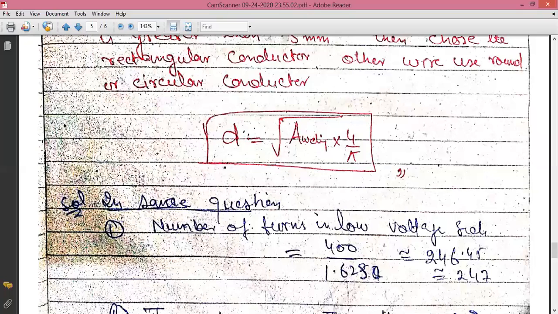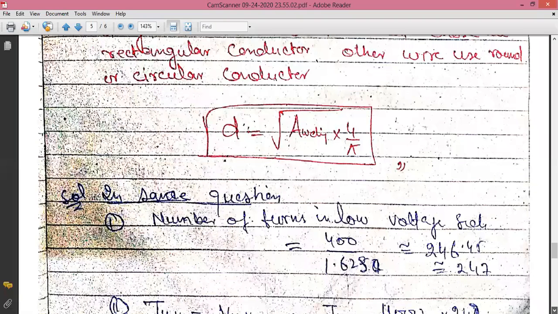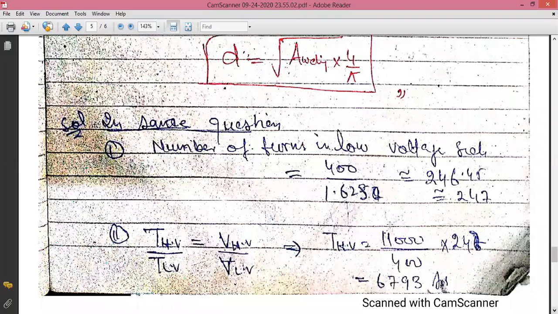Same formula I can use, turns ratio, that is VHV upon VLV is equal to THV upon TLV. So we have THV मेरे पास नहीं है, TLV मेरे पास है, that is 247. VHV will be 11,000 and VLV will be 400. So 11,000 by 400 multiplied by 247, you get a value that is 6793. So the number of turns on the high voltage side will be 6793. Is it clear?